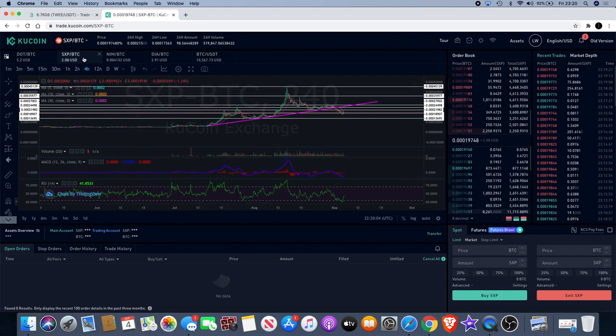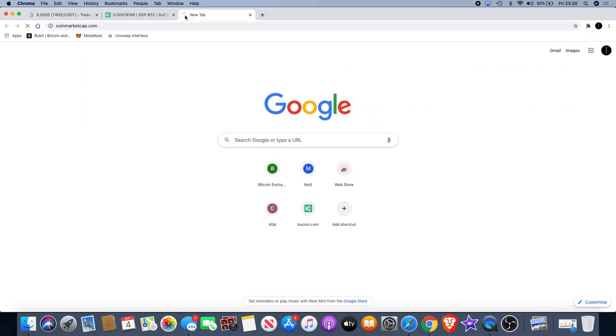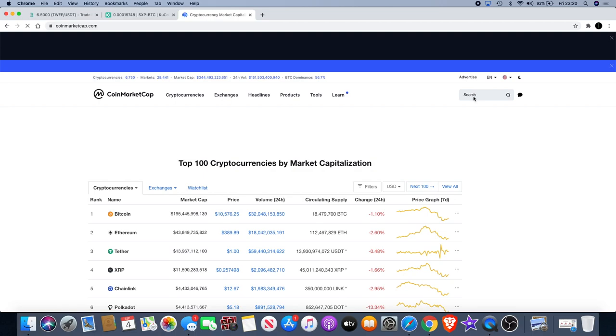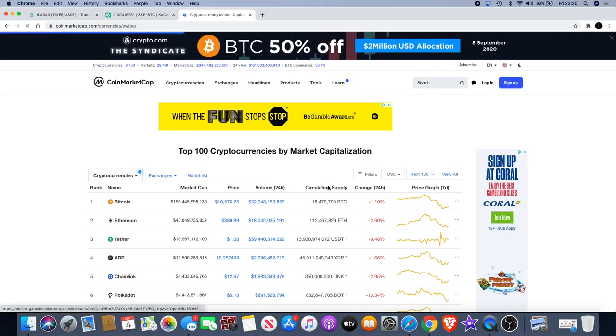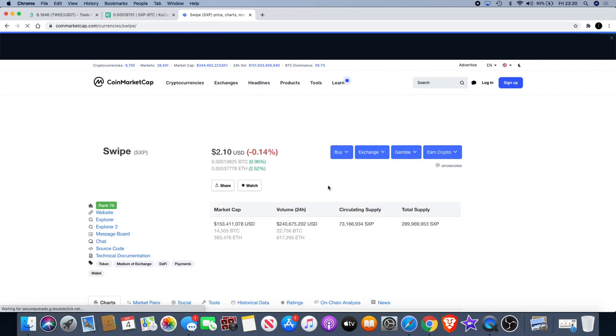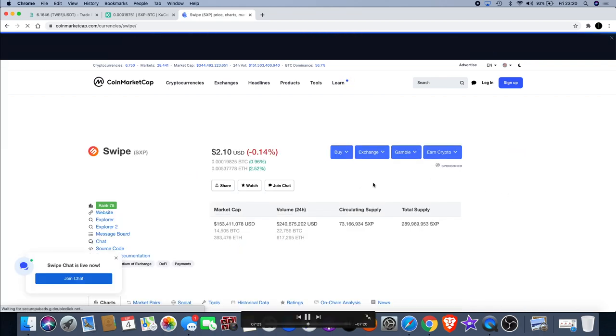Currently sitting at $2.08. Before we go, we might as well check the market cap for Swipe. Obviously it's going to have taken a little bit of a hit considering the fact that everything's pulled back. Have upgraded some equipment, guys. You can probably tell that the mic sounds a lot better. Swipe is currently sitting at $2.10, ranked number 78 on CoinMarketCap, and currently sitting at 153 million. That's down from around 207 million if I remember correctly.